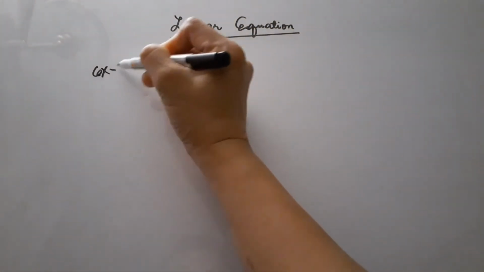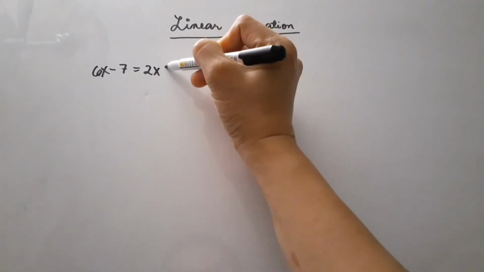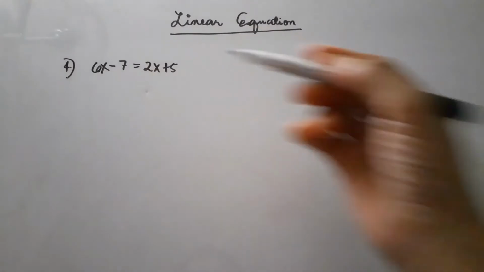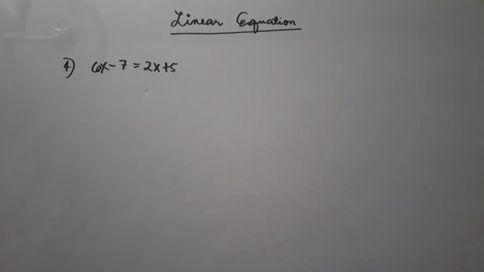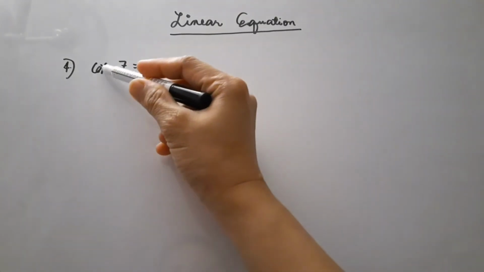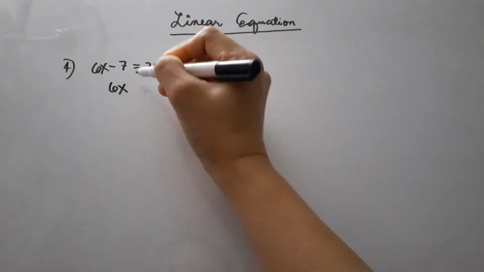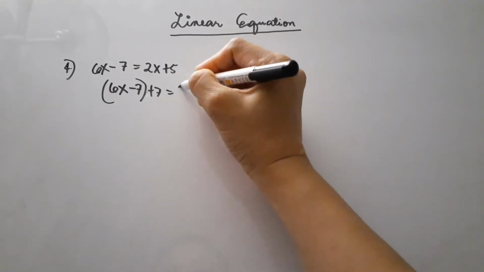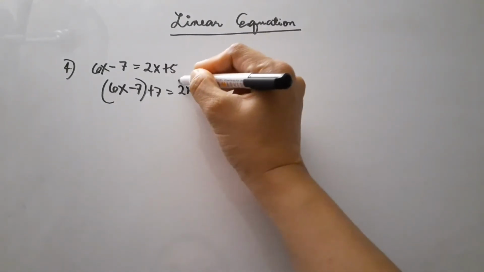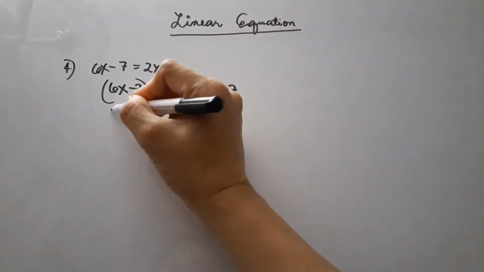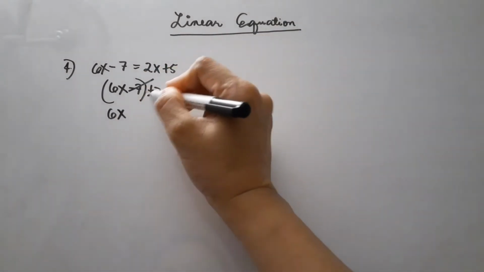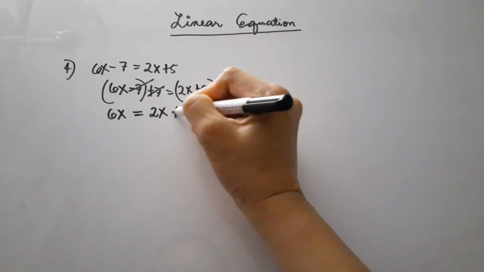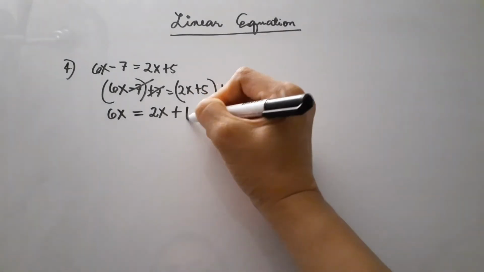And then let's have another exercise, number 4. 6x negative 7 is equal to 2x positive 5. And then to isolate the value of x, we should add both sides by positive 7 first. So we have 2x positive 5. Then we add both sides by 7. So cancel out negative 7 and positive 7. Then it's equal to 6x. Then 2x positive 5 plus 7 becomes 12.